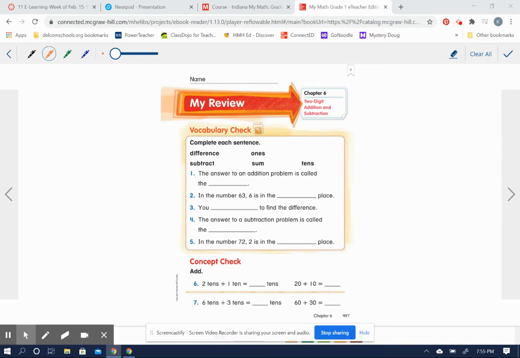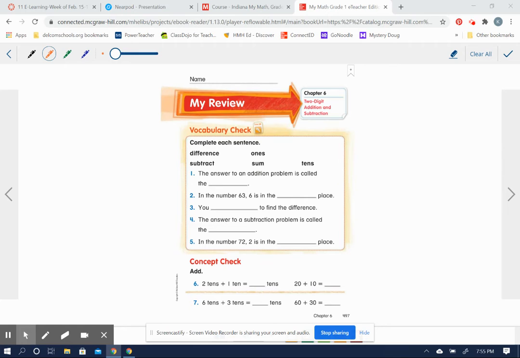Hello, boys and girls. We have now finished Chapter 6, Addition and Subtraction with two-digit numbers. So today we're going to do a little review and practice, and then the next time we are together, we'll be ready to take the test.